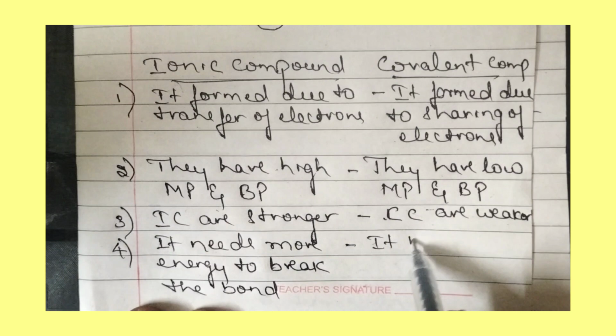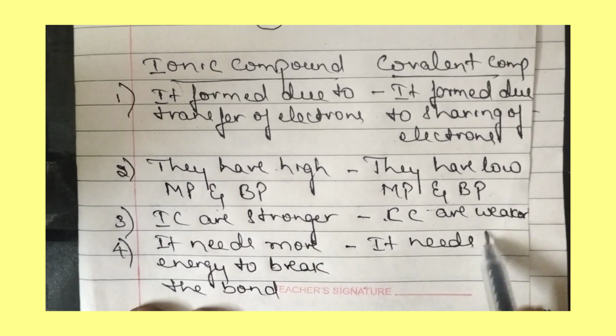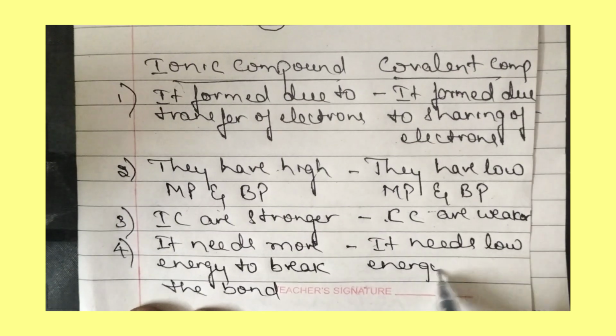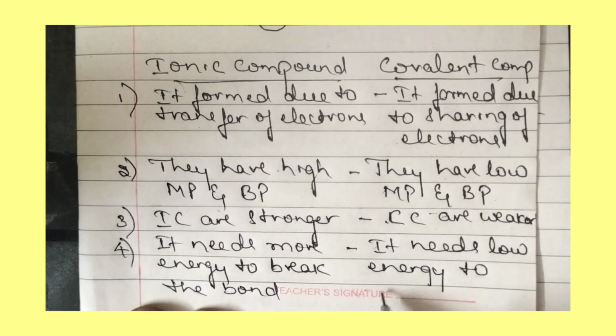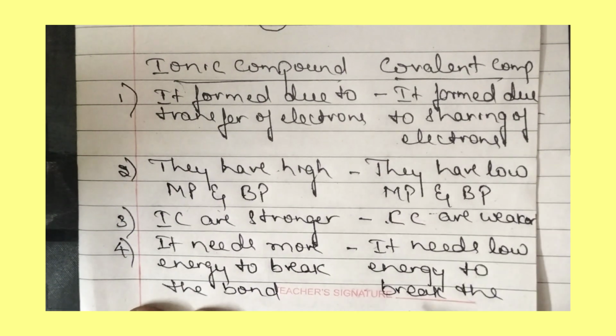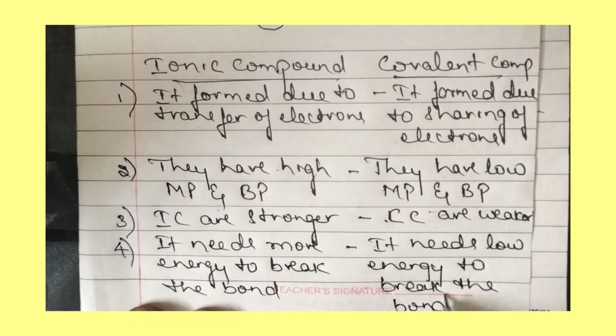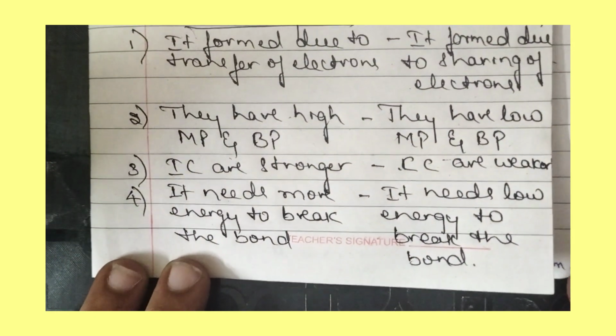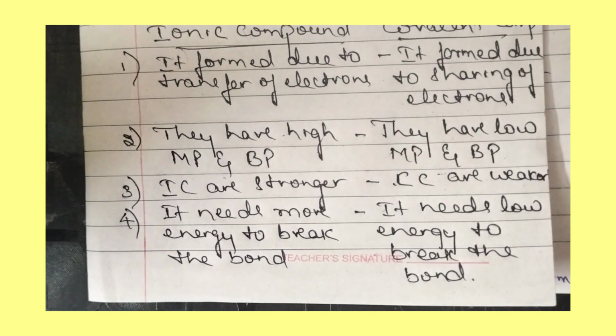Covalent compounds need low energy to break the bond because the intermolecular force is not strong. Therefore, to break the bond, it requires less energy. So these are the differences between ionic compound and covalent compound.